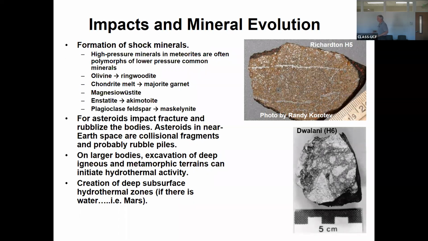And for asteroids, what happens is they get rubbleized, particularly the asteroids in near-Earth space, which are collisional fragments and rubble piles. In larger bodies, you get the excavation of deep igneous or metamorphic terrains. And if those are volatile rich, that can initiate hydrothermal activity. There's a whole issue on Earth with a number of big impacts initiating hydrothermal activity. You also get deep subsurface hydrothermal zones if there's water, like on Mars.